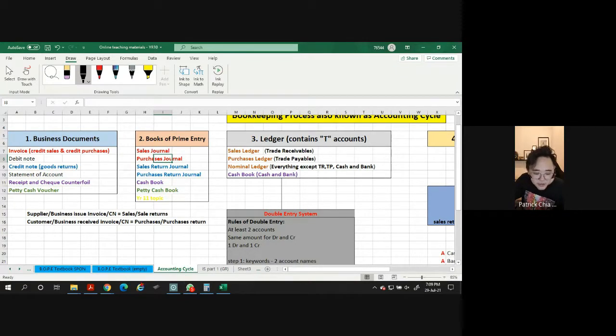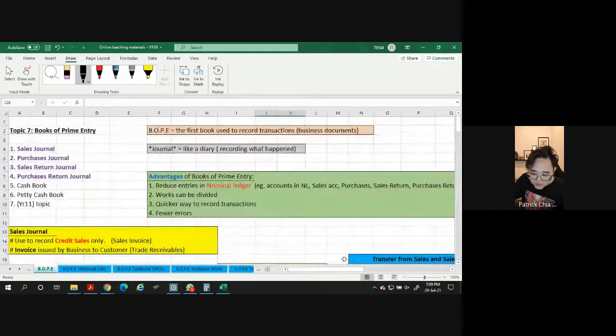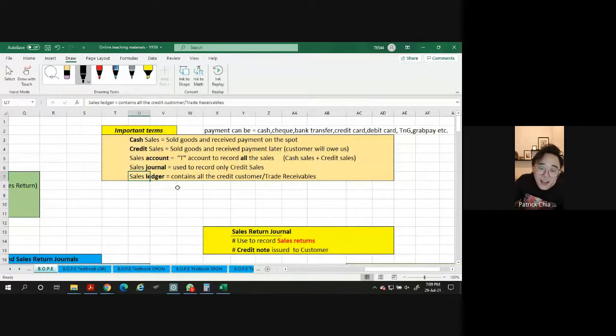All right. So once again, look at the terms. So sales journal. Okay, sales journal is used to record credit sales. And sales ledger is the book that only contains all the T accounts. So all these terms are very confusing. But at the same time, once you understand the difference between all these terms, then you will improve. Okay, these are what we call accounting language. You need to speak the same language, then you're not so confused.